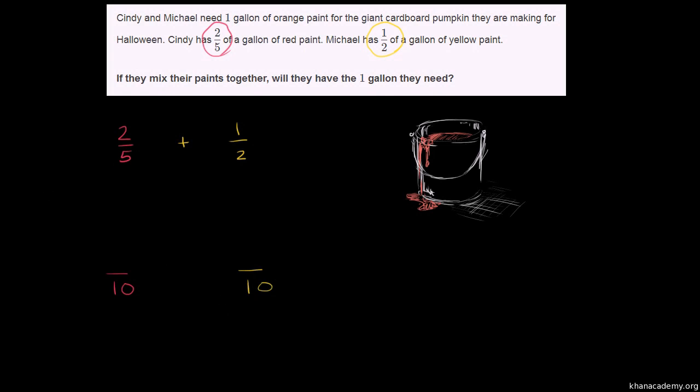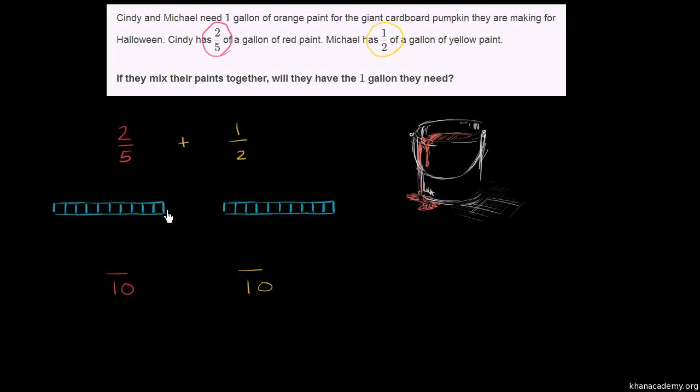And to help us visualize this, let me draw a grid with tenths in it. So that's that, and that's that right over here. Each of these are in tenths. These are 10 equal segments this bar is divided into. So let's try to visualize what 2/5 looks like on this bar. Right now it's divided into tenths.